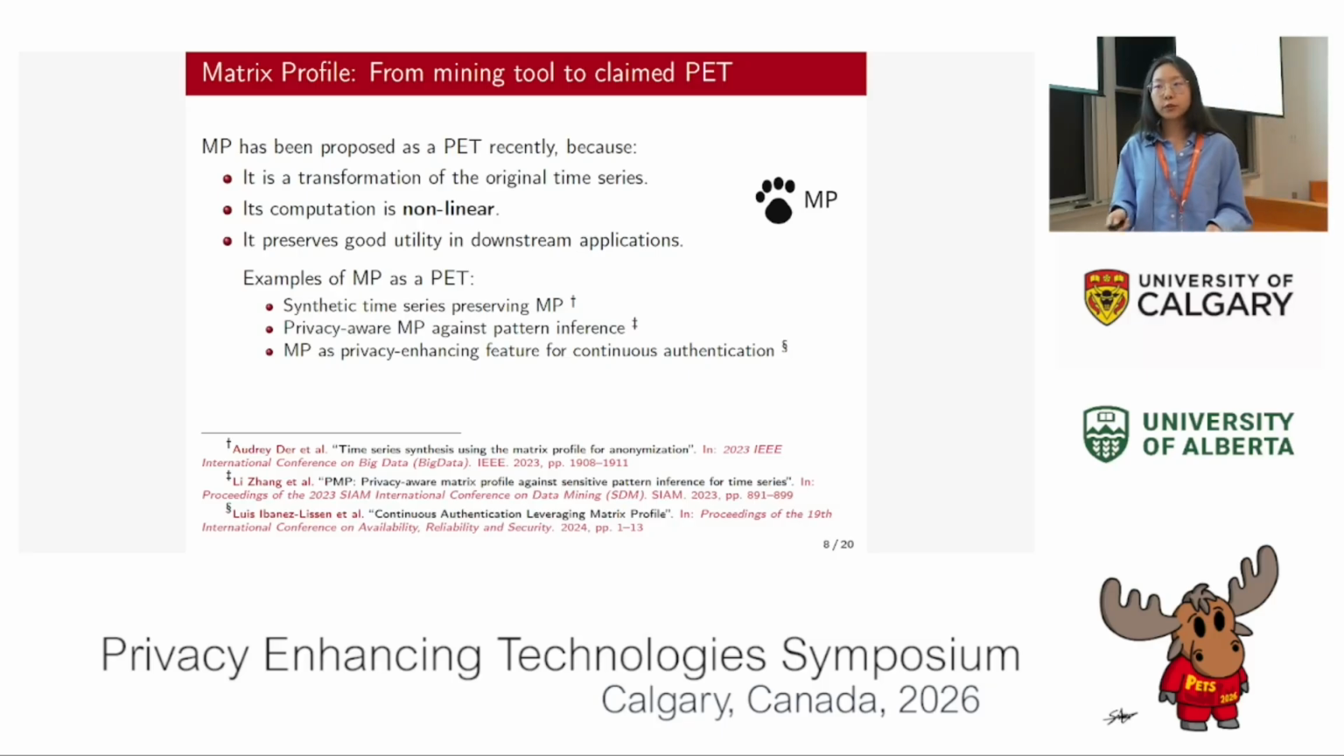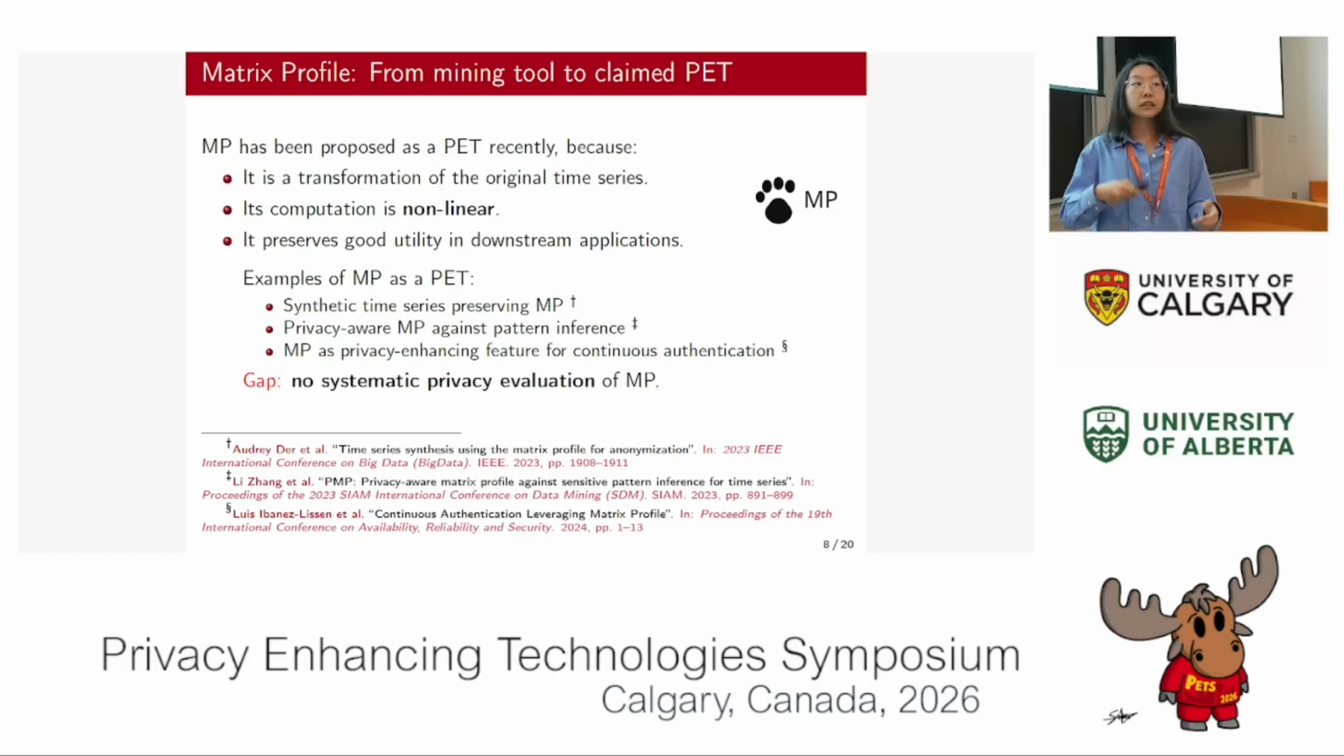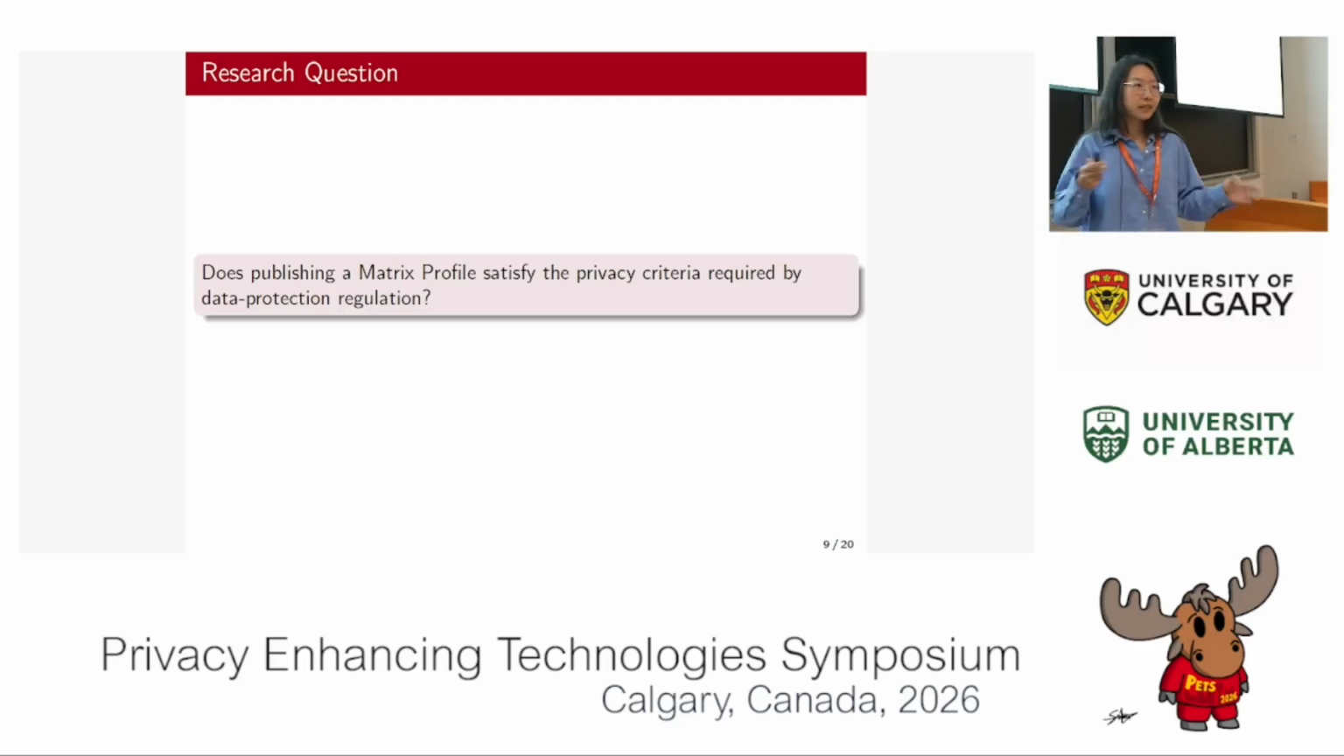Some examples of using MP as a PET: for example, to generate synthetic time series by preserving the matrix profile, to propose a privacy-aware matrix profile against pattern inference, or to use the matrix profile as privacy-enhancing features in machine learning pipelines for tasks like continuous authentication. The gap is that despite all these various applications, there is no systematic privacy evaluation of the matrix profile. Without that, we want to answer the question: does publishing a matrix profile really satisfy the privacy criteria required by data protection regulations?